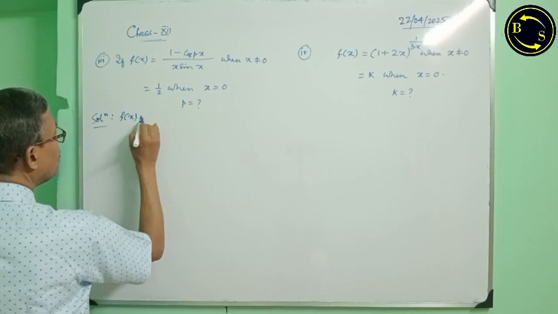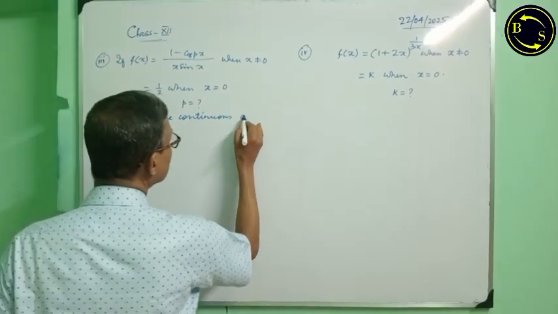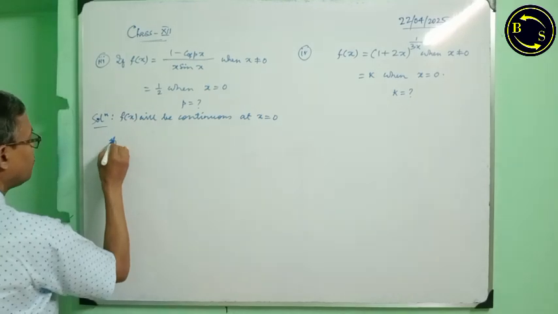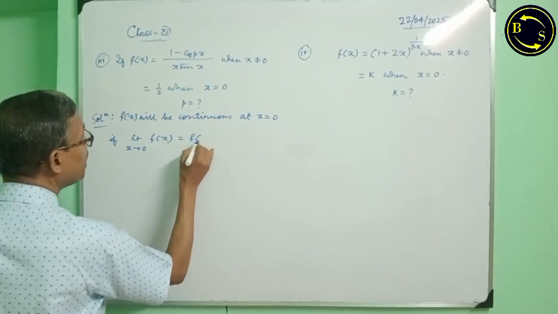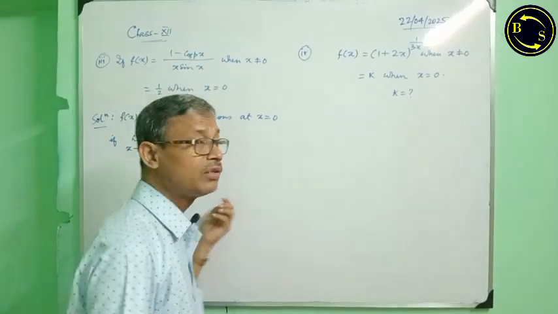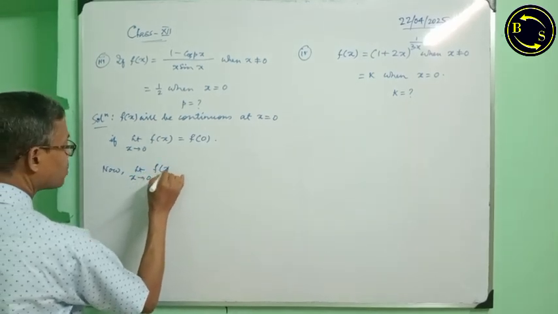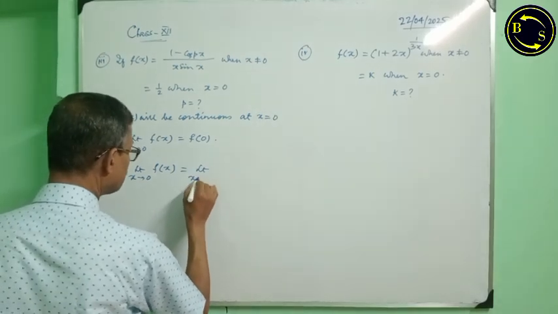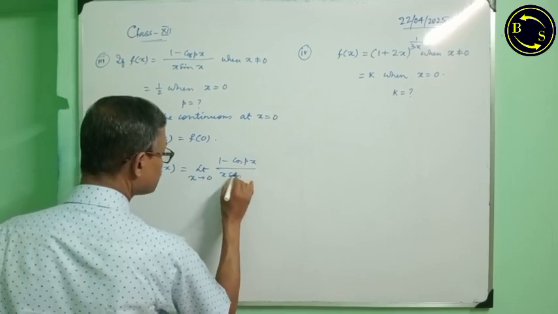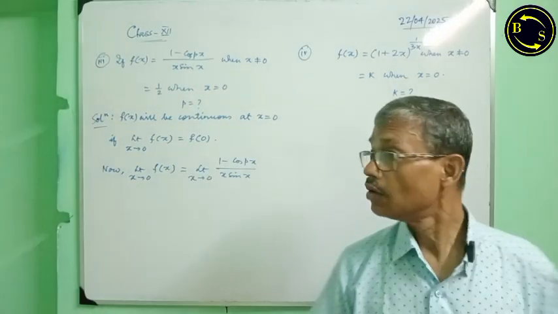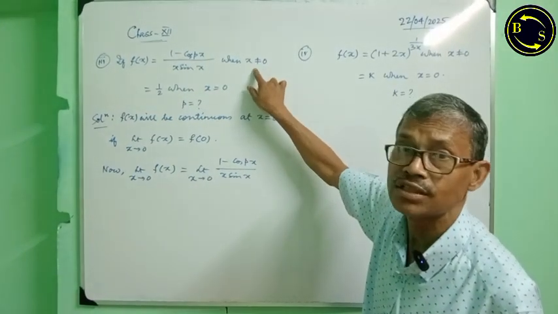f(x) will be continuous at x equal to 0 if limit x tends to 0 f(x) equals f(0). You see, we have to calculate the limiting value. Now limit x tends to 0 f(x) equals limit x tends to 0 of (1 minus cos px) by (x sin x). Already I have mentioned, for finding the limiting value, we have to replace f(x) by this value, since here x is not equal to 0.